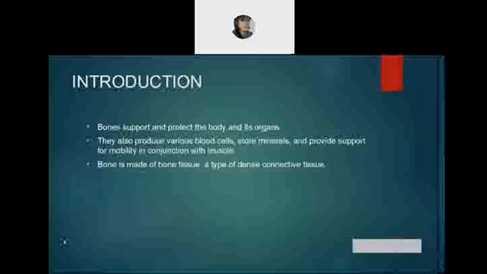The second point we can see is that these bones provide various blood cells. These bones provide blood cells and also store minerals, and they provide mobility. Mobility means you go from here to there, moving around. You can walk, you can run. You can move your body. That is known as mobility.